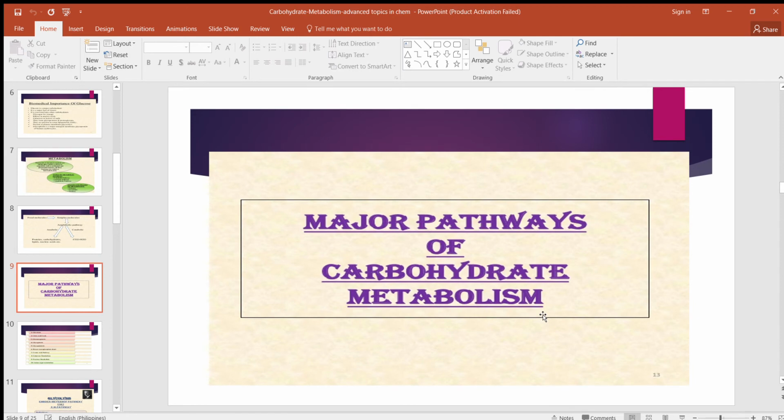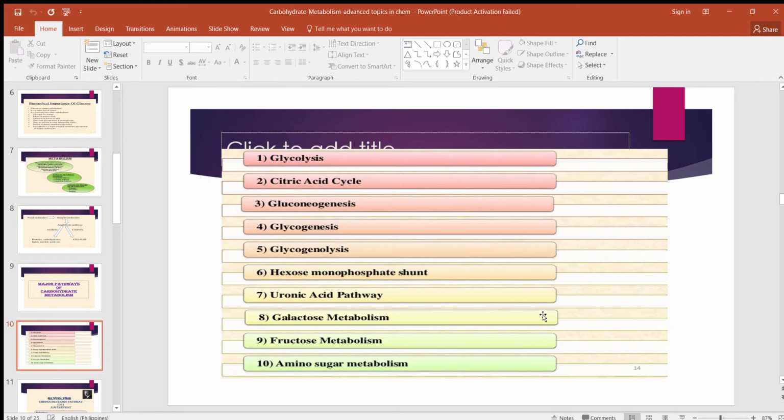Okay. So what are the major pathways of carbohydrate metabolism? Actually, meron tayong 10 major pathways. We have the glycolysis, the citric acid cycle, gluconeogenesis, glycogenesis, glycogenolysis, hexose monophosphate shunt, uronic acid pathway, galactose metabolism, fructose metabolism, and amino sugar metabolism. But this morning, we're going to discuss three: the glycolysis, the citric acid cycle, and gluconeogenesis.